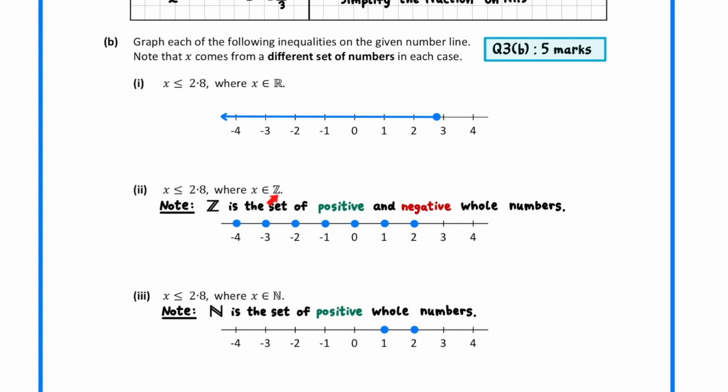In part 2, x is less than or equal to 2.8, but this time x is an element of the integers. This is the set of all positive and negative whole numbers. So this time we only draw dots at the whole number values to the left of 2.8. In part 3, x is now an element of the natural numbers, which is the set of positive whole numbers. The only positive whole numbers which are less than 2.8 are 1 and 2.